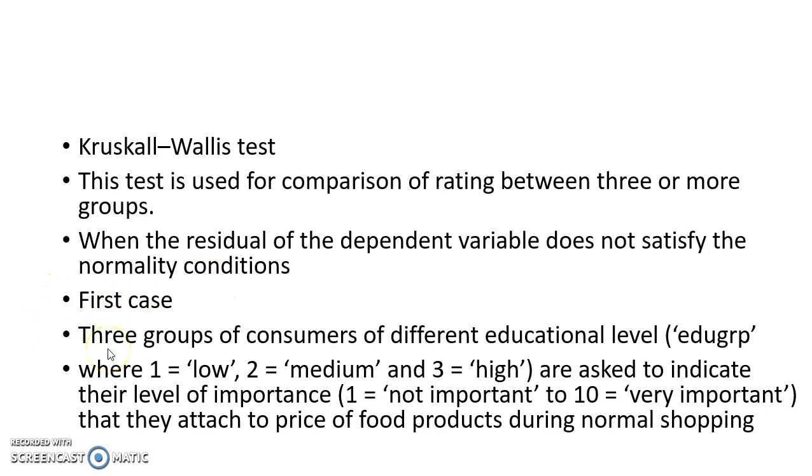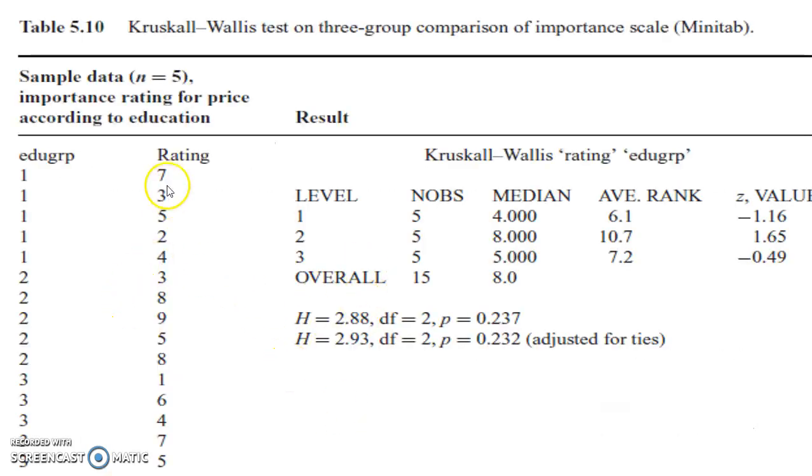For the first case, we have an example. Suppose that we have three groups of consumers of different education levels. Let's name the independent variable edu group, where 1 is low, 2 medium, and 3 high level of education. We're asked to indicate their level of importance as a rank from 1, not important, to 10, very important, that they attach to the price of food products during normal shopping. These are our data and our rating.